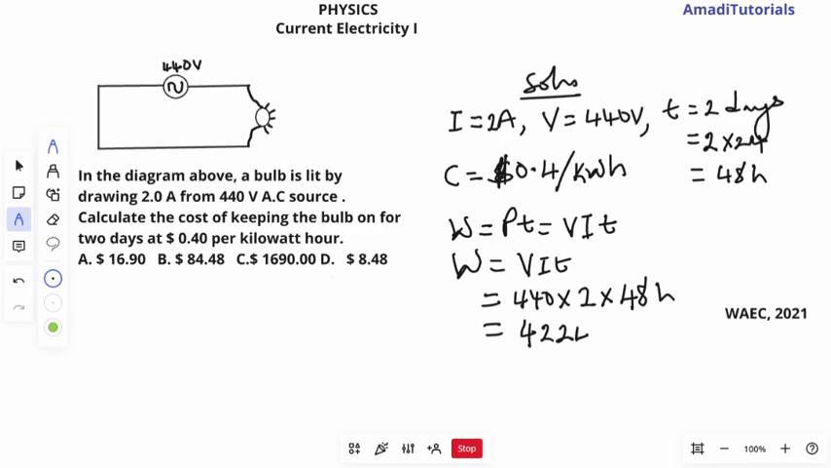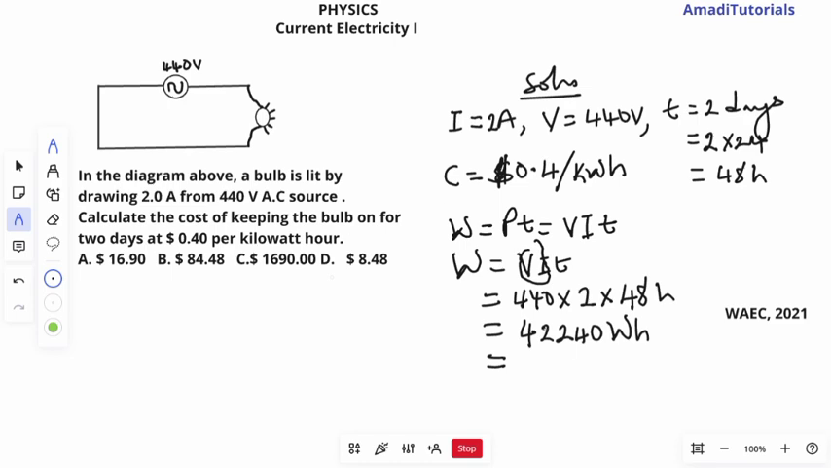42,240 watt hour. Because remember, VI represents what? Power. So the unit for multiplying these two is watt, while this one is hour. So the final unit for the electrical energy will be what? Watt hour. 42,240 watt hour. However, the unit for electrical energy is usually kept in kilowatt hour.